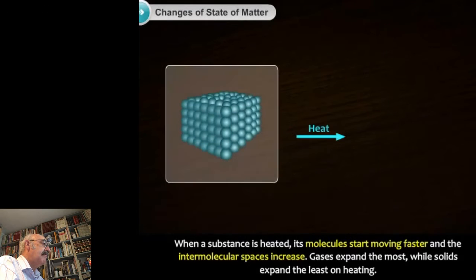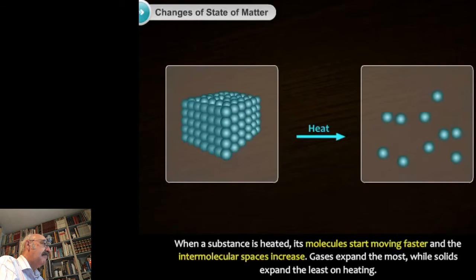When a substance is heated, its molecules start moving faster and the intermolecular spaces increase. Gases expand the most, while solids expand the least on heating.